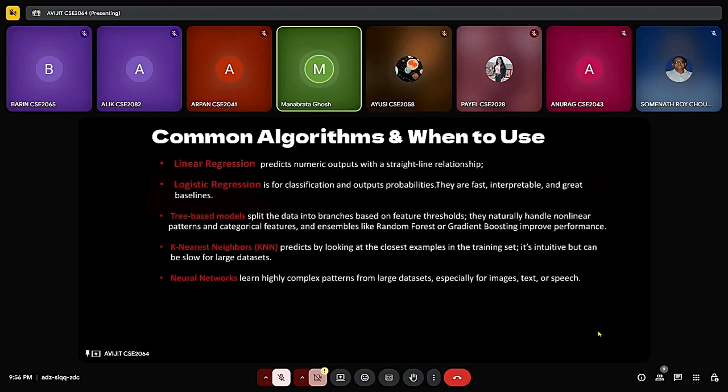The next, and the most popular, is k nearest neighbors, which is KNN, which predicts by looking at the closest examples in the training set. It is intuitive but can be slow when the data set is large. The last common algorithm is neural networks, which learn highly complex patterns, especially with large data sets for image, text, or speech. This was my part.